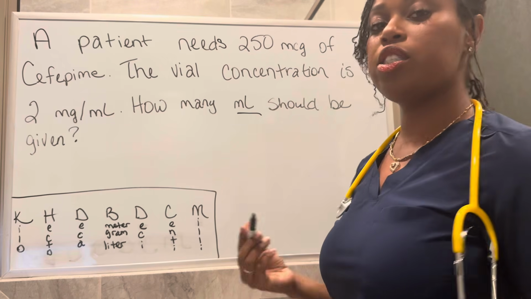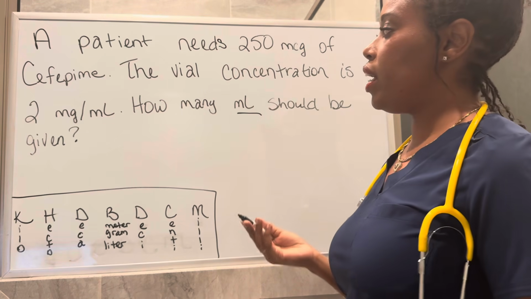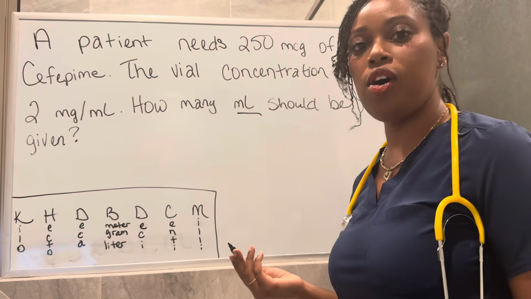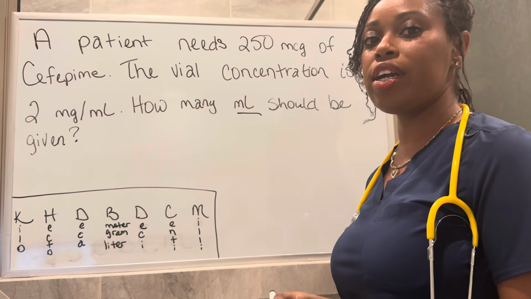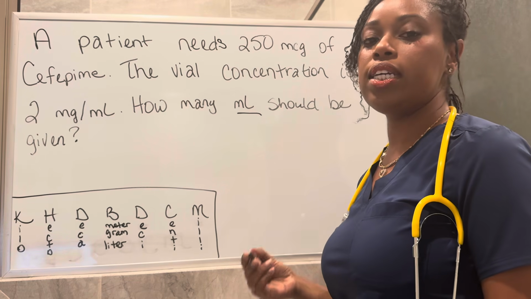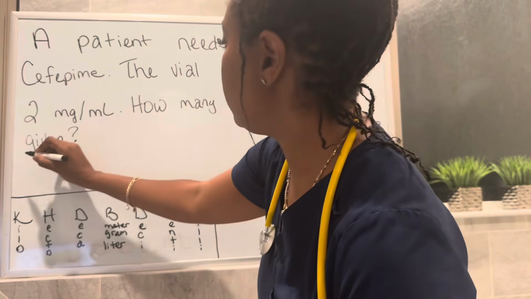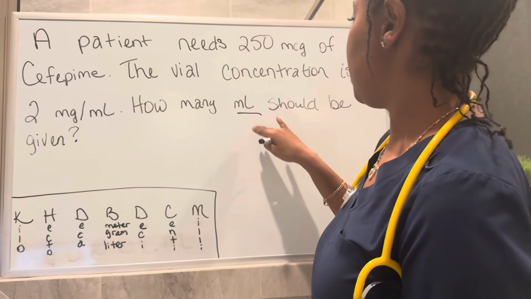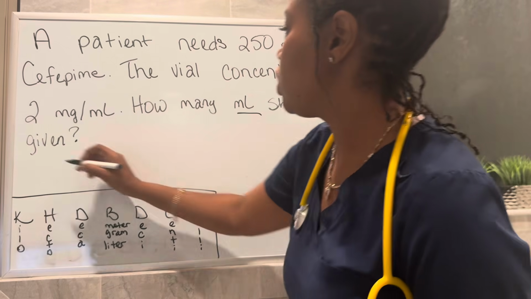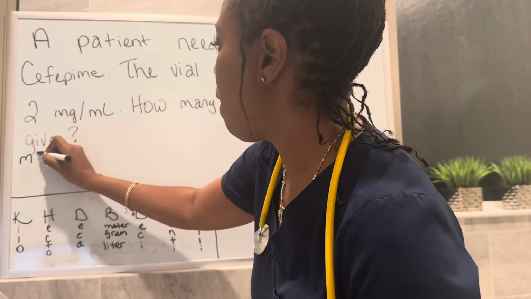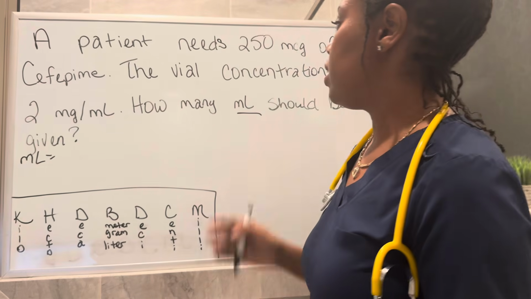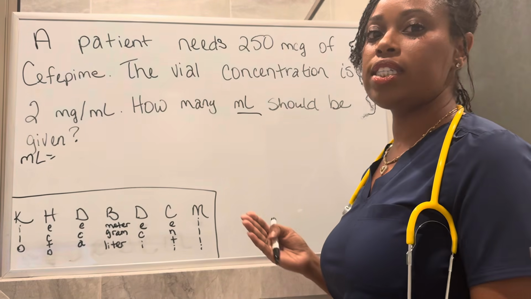All right, so to start our equation, let's solve it how we do all of them. We want to make sure that we're starting the equation with what we need to end with. It says how many milliliters should be given, so we know we're looking for milliliters. Now let's plug in and cross out accordingly.